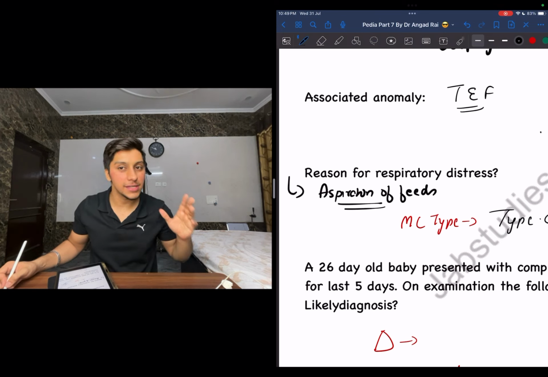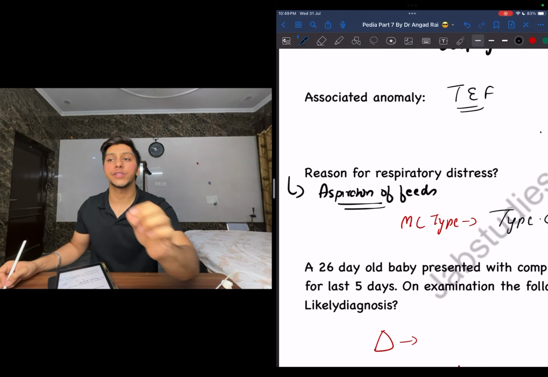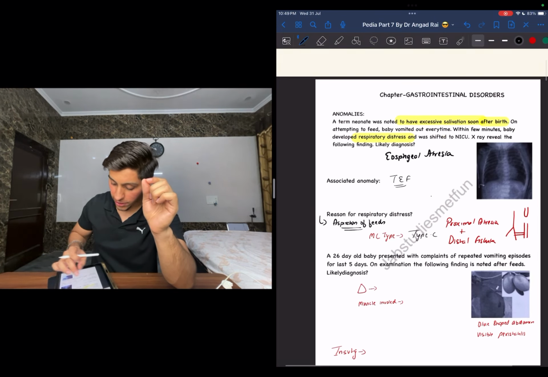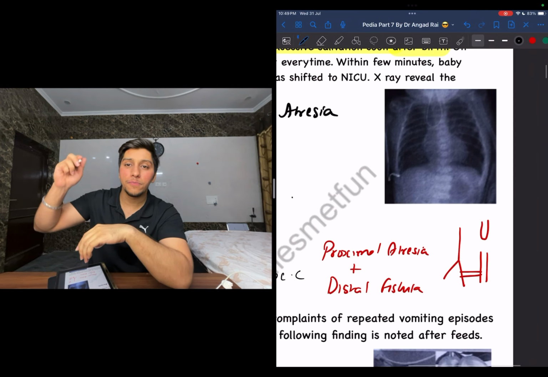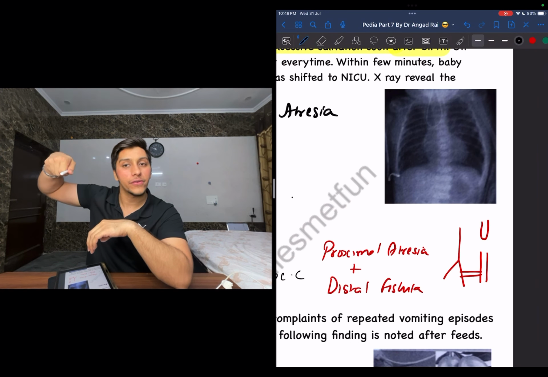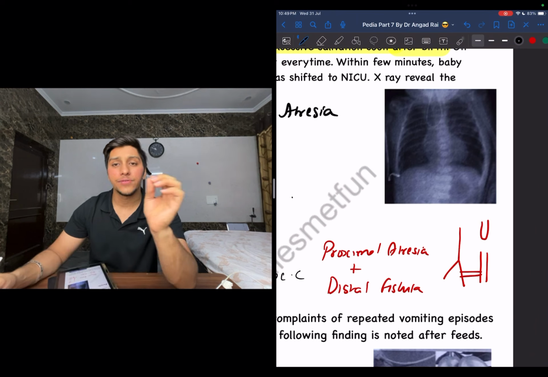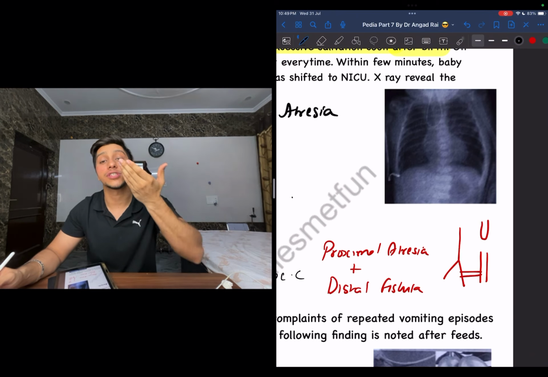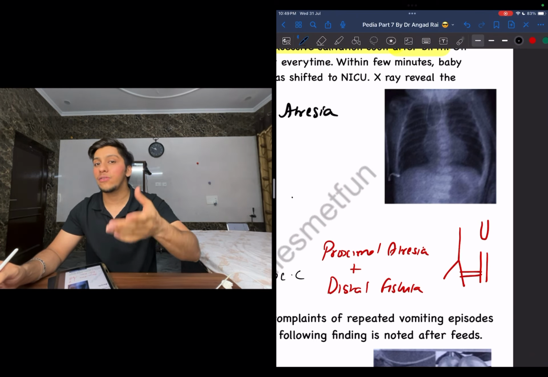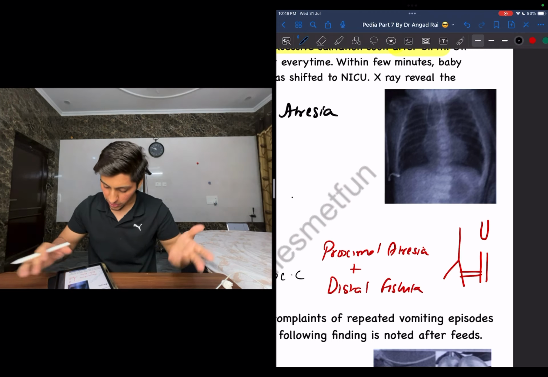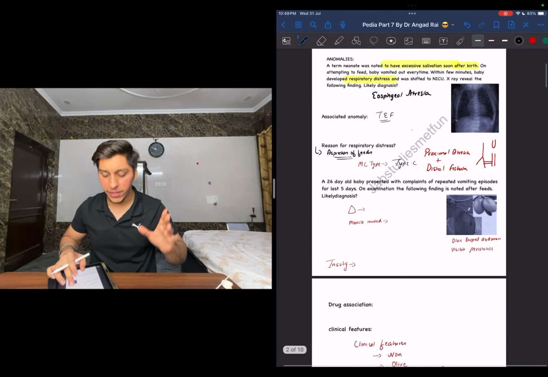So guys, this is esophageal atresia. What is the associated anomaly? Tracheoesophageal fistula. What you will find is that when you place a Ryle's tube, there will be coiling of the Ryle's tube. Immediately after birth, there is going to be excessive salivation because it's not getting swallowed, plus there will be regurgitation of feeds. Alright, this is your esophageal atresia.